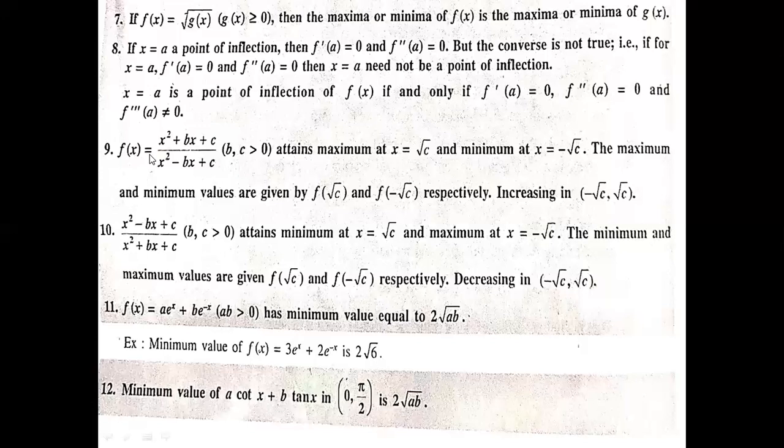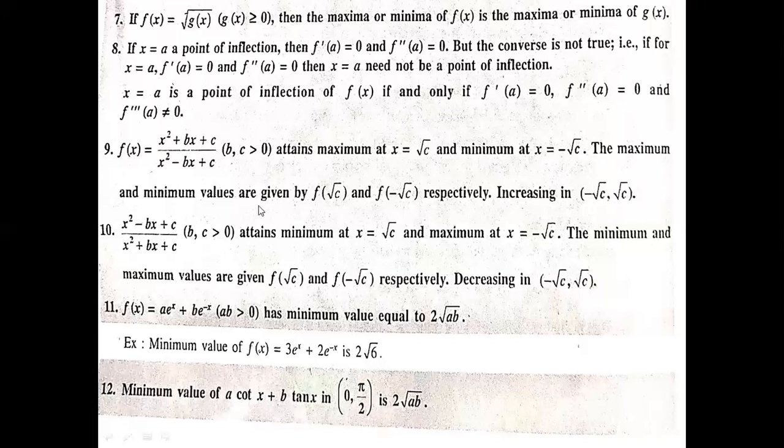Next, ninth point: f of x is equal to (x square plus bx plus c) divided by (x square minus bx plus c), where b, c greater than 0, attains maximum at x is equal to root c. We just substitute the c value in this, that is the maximum value. And to get the minimum value, we substitute x is equal to minus root c. That will be the minimum value.